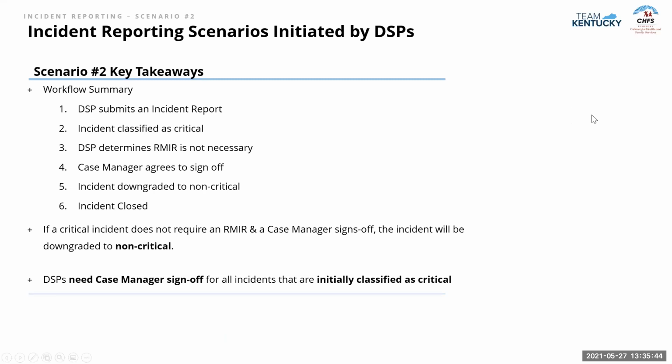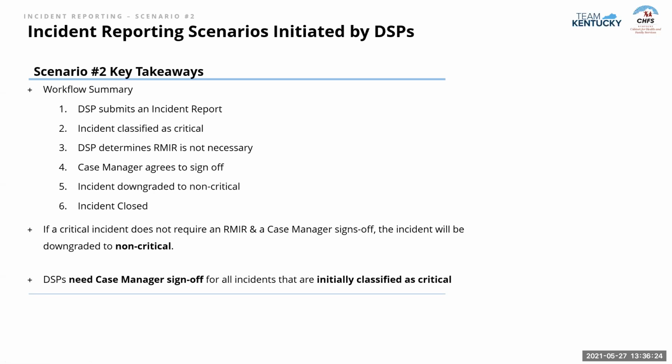So just a brief summary of what we saw here in that scenario. We had a direct service provider submit an incident report, and that incident was classified as critical by MWMA. The direct service provider then determined that a risk mitigation and investigation report was not necessary for this incident, and it was then passed on to the case manager for their review and sign off. The case manager did decide to sign off in this scenario, so the incident was then downgraded to non-critical and closed. So just a couple key takeaways to keep in mind from this scenario.